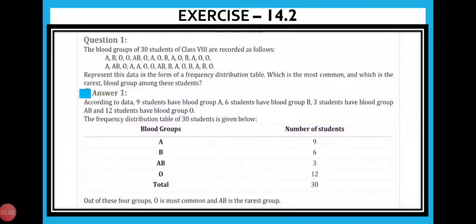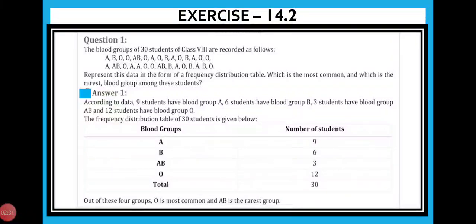So in blood group A there are 9 students, that is, the frequency is 9. B blood group has 6 students, that is, the frequency of B blood group is 6. Frequency of blood group AB is 3. Frequency of blood group O is 12. And last, we have to cross check that our total frequency is proper or not. The total number of students is 30 and we are getting 30.